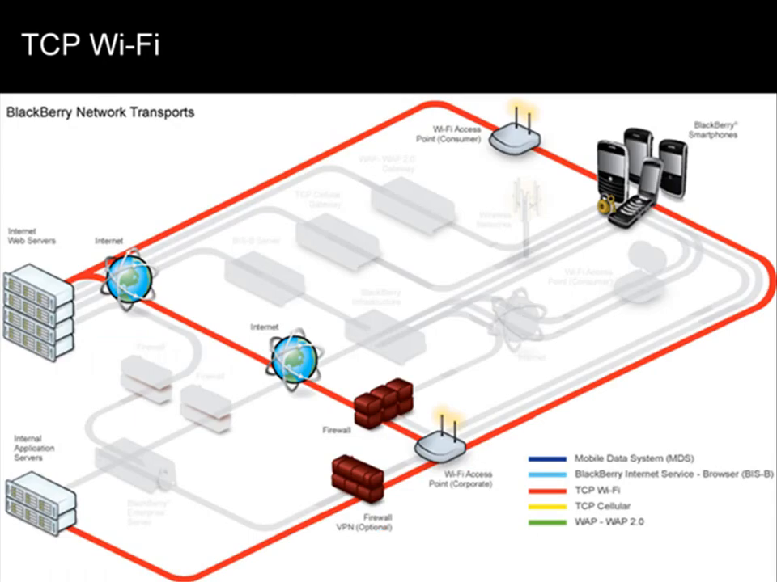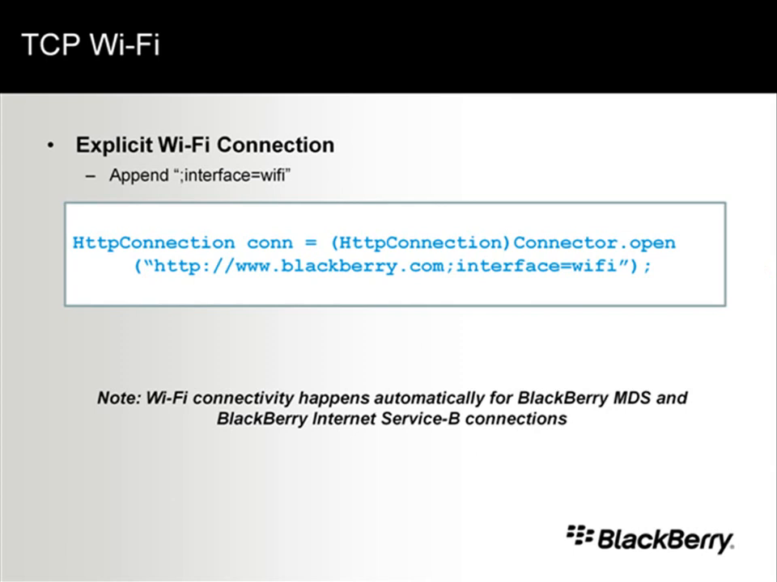In TCP Wi-Fi, or Wi-Fi, on the consumer side, the BlackBerry device connects to a Wi-Fi access point directly out to the Internet and then out to an Internet web server. On the enterprise side, where the user has a Wi-Fi access point behind the corporate firewall, the application can connect directly to the company's Internet servers or connect back out through the firewall to the Internet. To leverage a Wi-Fi connection from your application, you simply need to append interface=wifi, but this is not required when using BlackBerry MDS or BlackBerry Internet Service, since developers get Wi-Fi access for their applications for free in these cases. And I'll talk about this a little bit more in the next few slides.